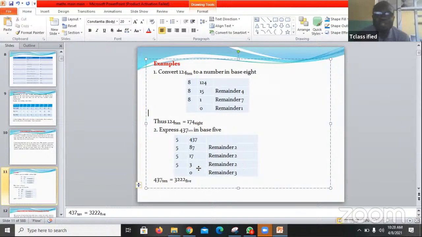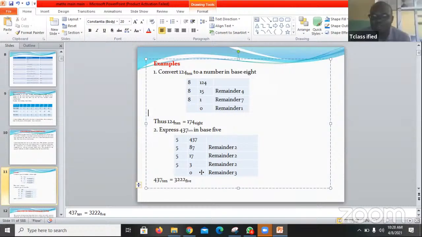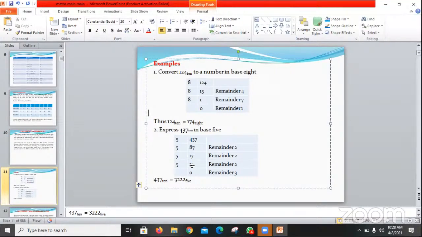Now you do 3 divided by 5, which cannot go. Or you can also say 3 divided by 5. If you're using your calculator, you see that you get 0 point something. 0.6. Good. Now do that 0.6 times 5. You get 3.